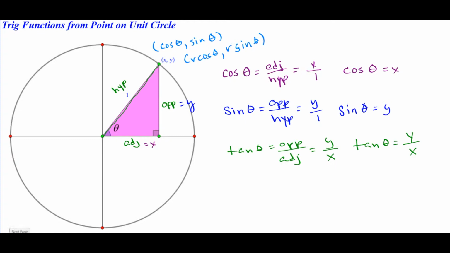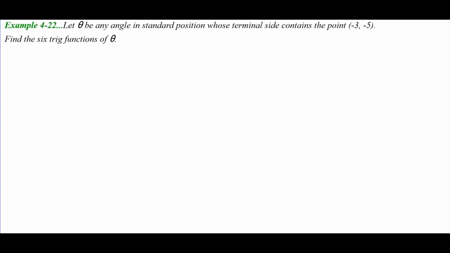So if we take this and transfer it to some general ideas here, let theta be any angle in standard position whose terminal side contains the point (-3, -5). They're giving us a point, so I'm just going to visualize that. We're going to plot this point. Just think about what quadrant you would be in. So (-3, -5) would be in quadrant 3.